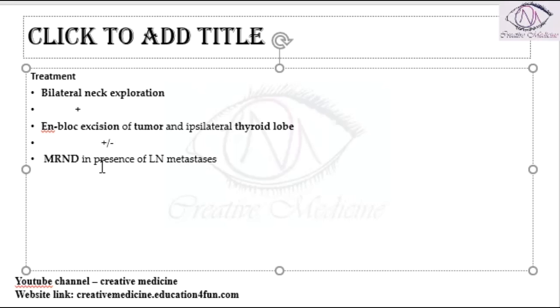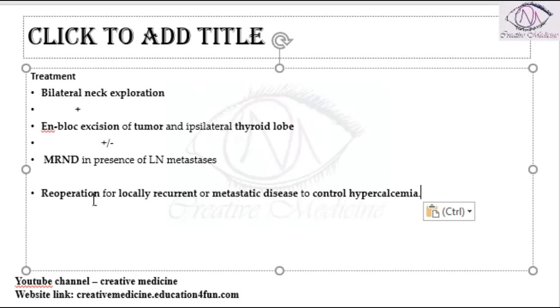So in parathyroid carcinoma, we do a bilateral neck exploration with en bloc excision of the tumor, and we also excise the ipsilateral thyroid lobe with or without modified radical neck dissection in the presence of lymph node metastasis. Reoperation can also be done for recurrent or metastatic disease, mainly to control the hypercalcemia.